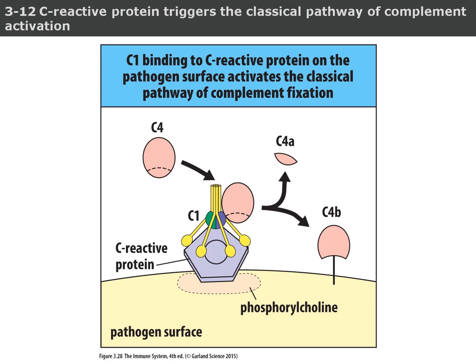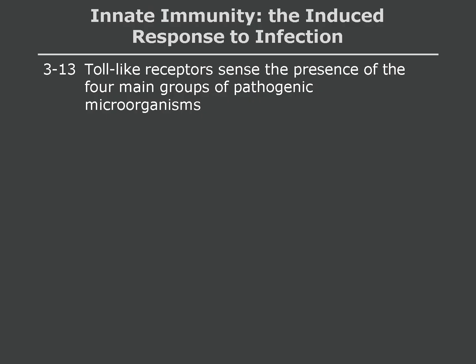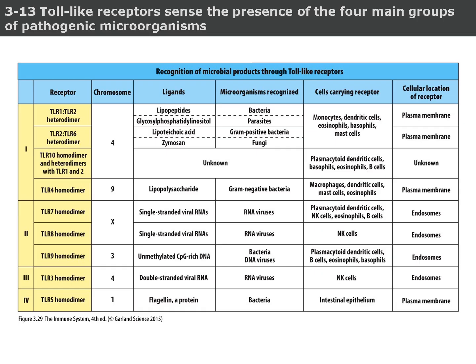Toll-like receptors sense the presence of the 4 main groups of pathogenic microorganisms. This chart outlines how various toll-like receptors, or TLRs, recognize specific microbial products across the 4 main groups of pathogens: bacteria, viruses, fungi, and parasites.